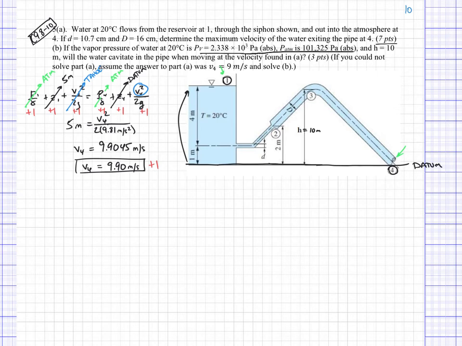Basically, in that case, we know V4 equals 9.9045 meters per second. You almost certainly don't need that sort of precision in these sorts of numbers, but it is the way that I like things done, so I'm just going to stay there. However, what I want to note is that there are 2 real possible locations for cavitation. One is right here. And why? It's because Z is very high.